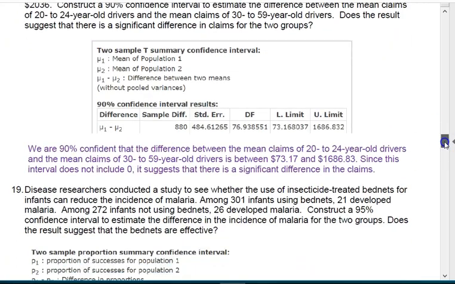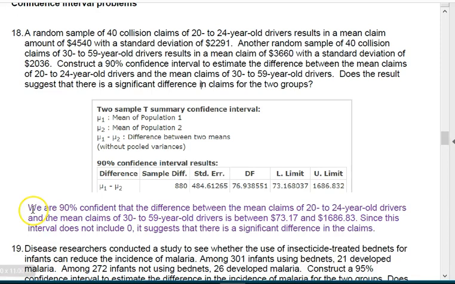That's our confidence interval. If we wanted to interpret this confidence interval, we could say we are 90% confident that the difference between the mean claims of the two groups is between $73.17 and 1686.83. When we ask whether the results suggest that there's a significant difference in claims for the two groups, what we're looking at for this one is whether the confidence interval includes 0 or not. Since both of our limits are positive values, that means that 0 is not included. That suggests that there is a significant difference in the claims.